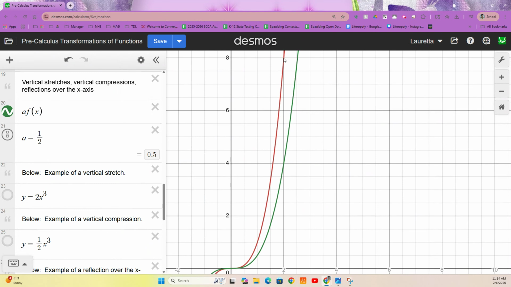Here is the point (2, 8). But since we did a vertical compression by a factor of 1/2, for the same x value, the y value will be half of that. So instead of (2, 8), on our transformed function, we have the point (2, 4). Half of 8 is 4.